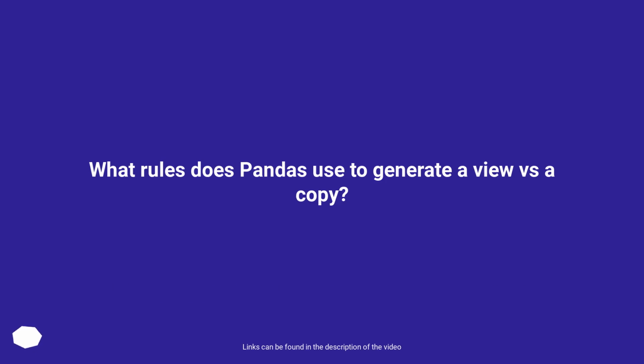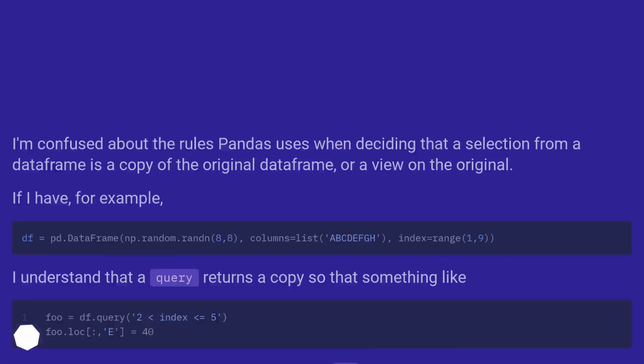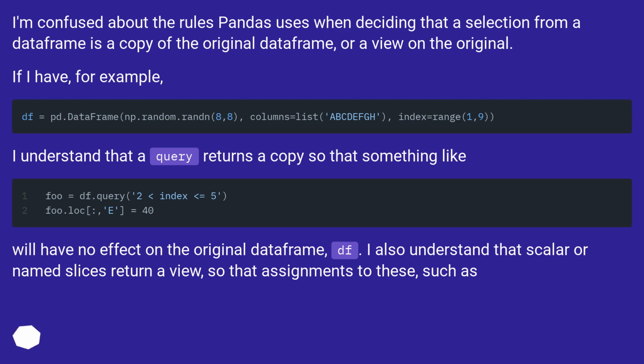What rules does Pandas use to generate a view versus a copy? I'm confused about the rules Pandas uses when deciding that a selection from a data frame is a copy of the original data frame, or a view on the original.